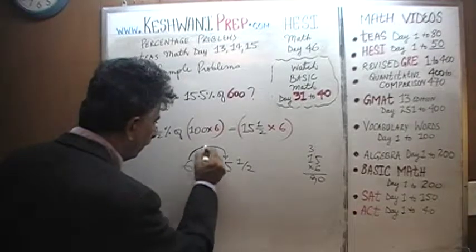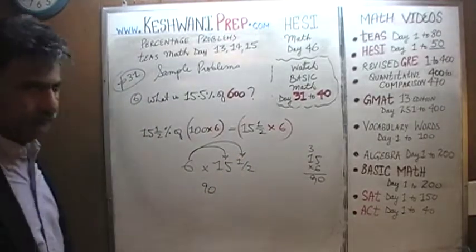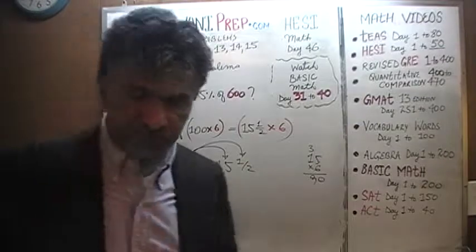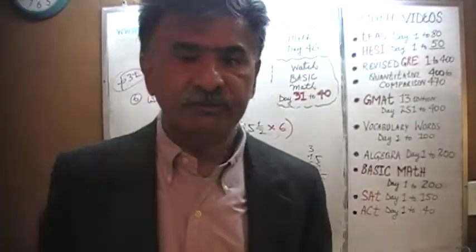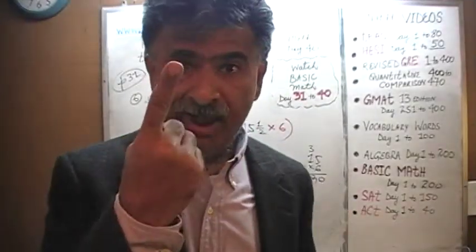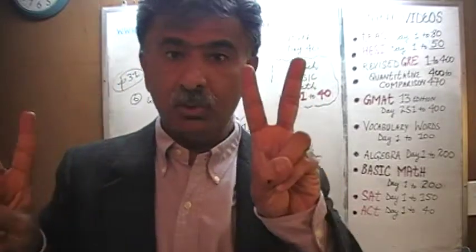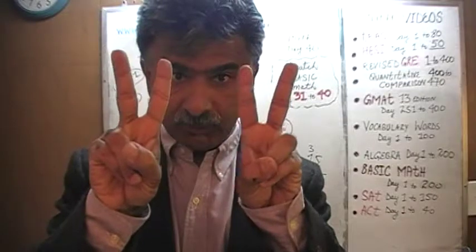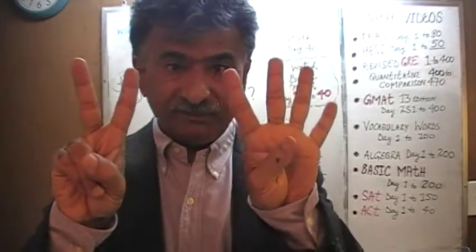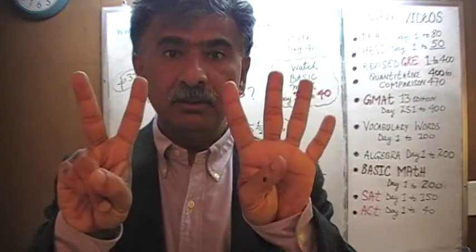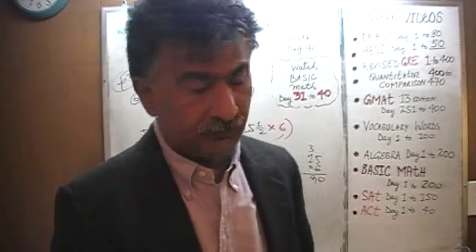And then we have to do 6 times a half. How much is it if you have 6 halves? I know that if I have a half and a half, 2 halves make a 1. Another 2 halves will make another 1. So that's 2 so far. 4 halves make a 1. 6 halves should make 3. 6 halves make 3. There you go, we're done.